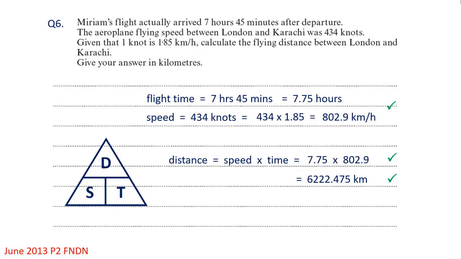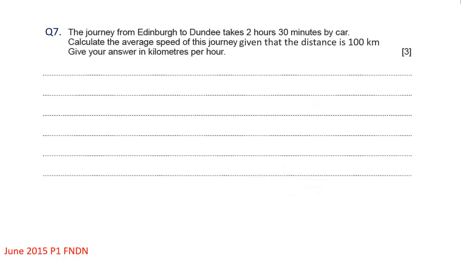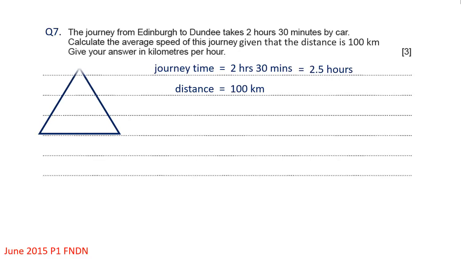Okay, so let's have a look at number 7. The journey from Edinburgh to Dundee takes 2 hours 30. Calculate the average speed of the journey given the distance is 100 kilometers. So we're given the distance and the time. We've got to get the speed. So let's do that. Journey time is 2 hours 30, which is 2.5 hours, not 2.3. And the distance, 100 kilometers. Let's do our triangle, DST, and we are working out the speed. Cover up S for speed. Speed is distance divided by time. So it's 100 divided by 2.5.